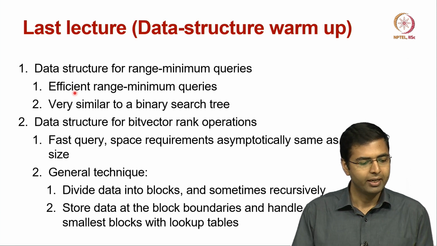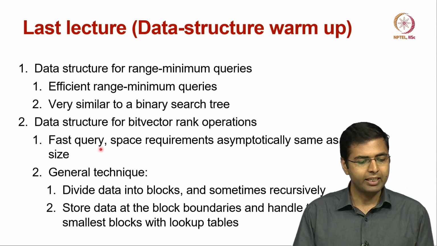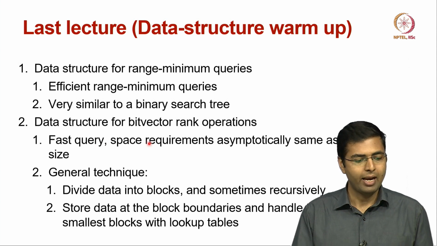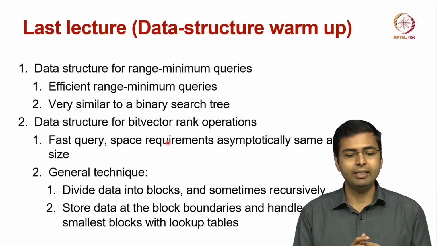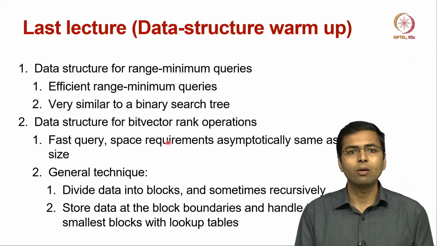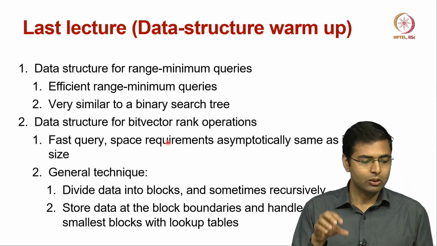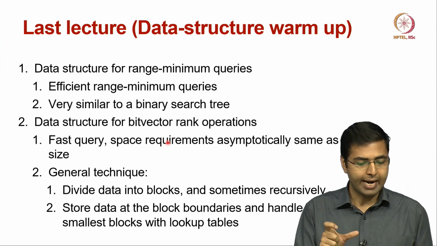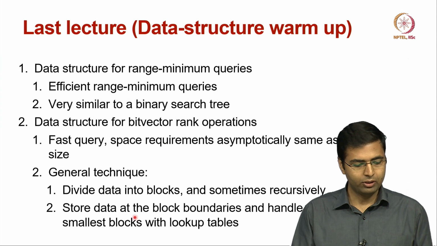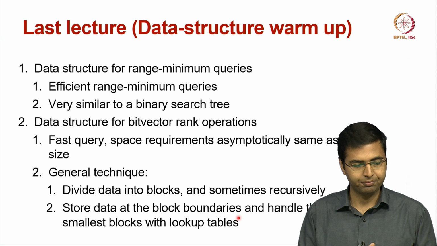In the second case, we looked at the data structure for bit vector rank operations, and the key feature of this data structure was that it supported fast order 1 queries, and the space requirements were asymptotically the same as the input size. The general technique that we used here was that we divided the data into blocks and sometimes recursively. Then we stored the data at the block boundaries and handled the smallest blocks with lookup tables. So this use of lookup tables, this technique we refer to as the Four Russians technique.